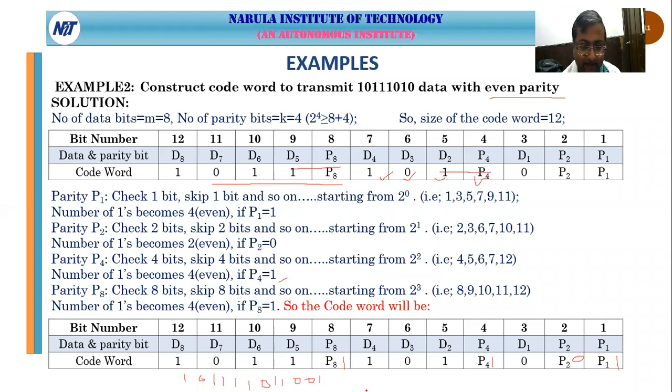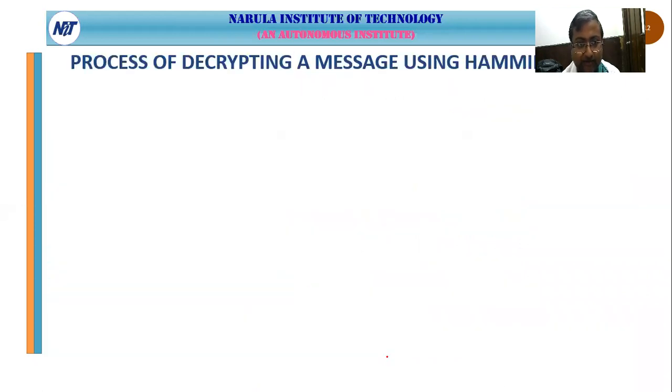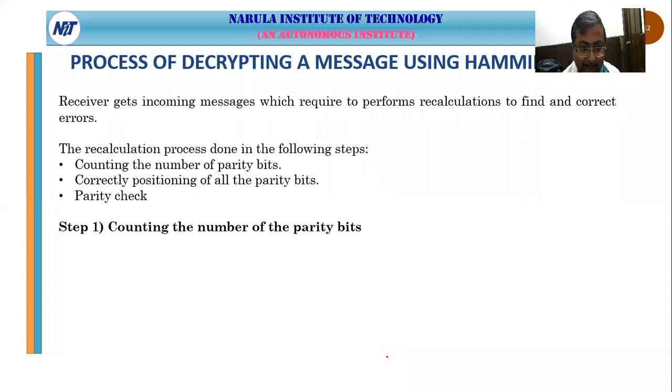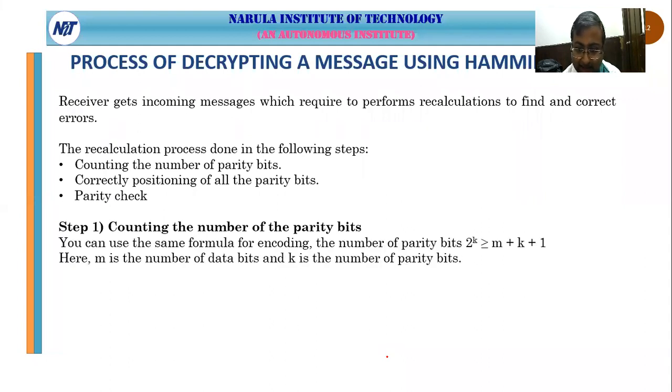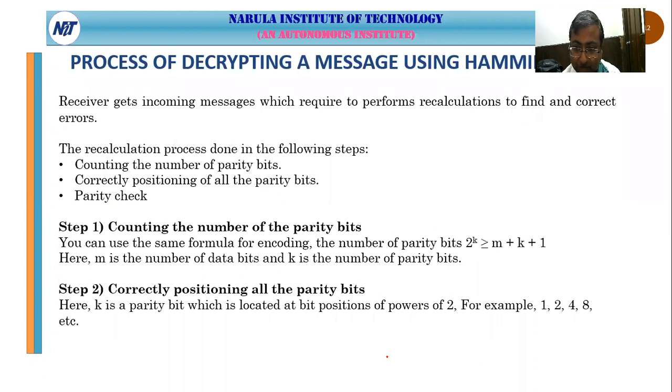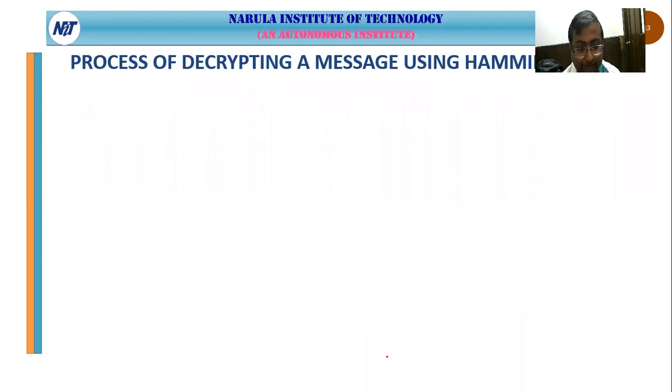Decode method is very simple, similar to the encoding. So what will be the decoding? Counting the number of parity bits again. How many parity bits are there? Correctly positioning all the parity bits. Then check the parity. Counting the number of parity bits like 2 to the power of k greater than or equal to m plus k plus 1. Then you should know what number of parity bits exist in the received Hamming code. Correctly positioning all the parity bits, already put the parity bits in the Hamming code.